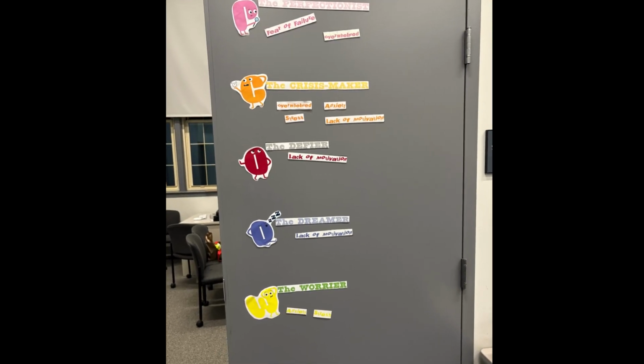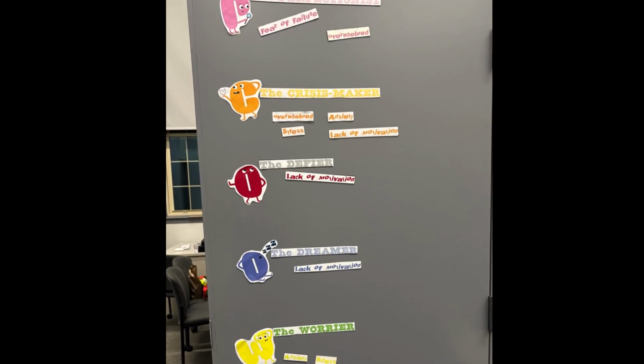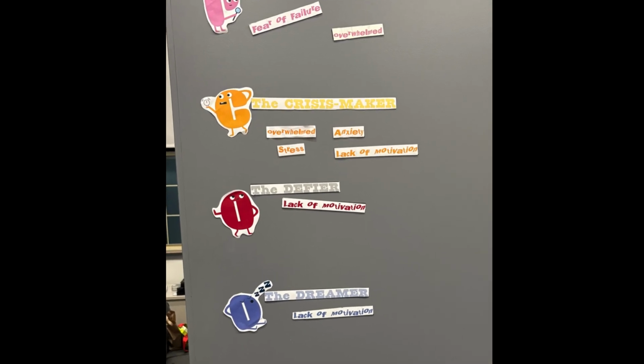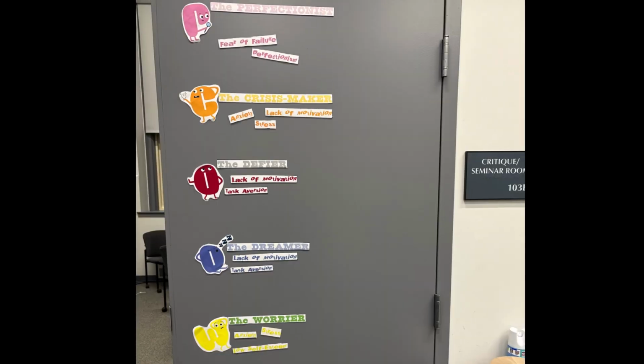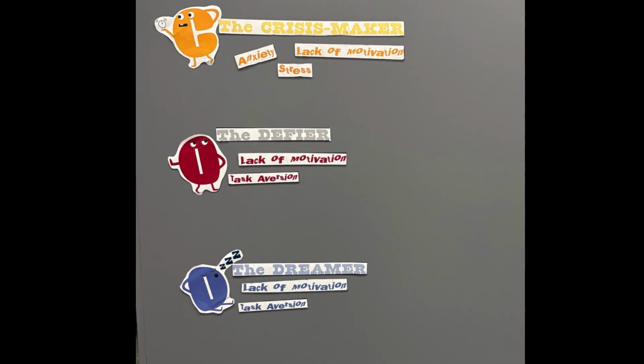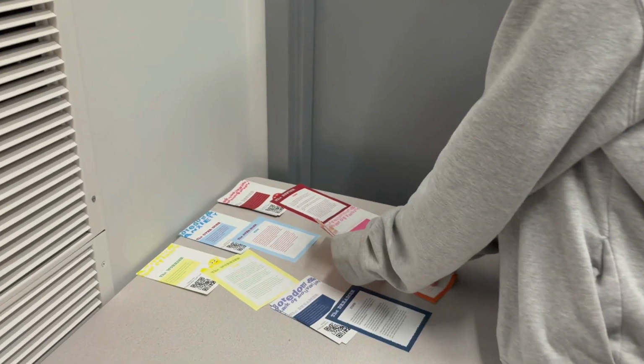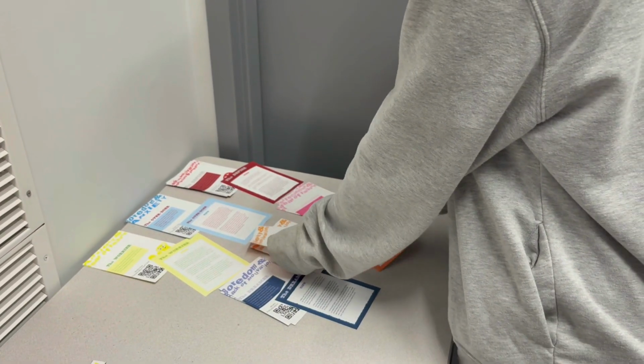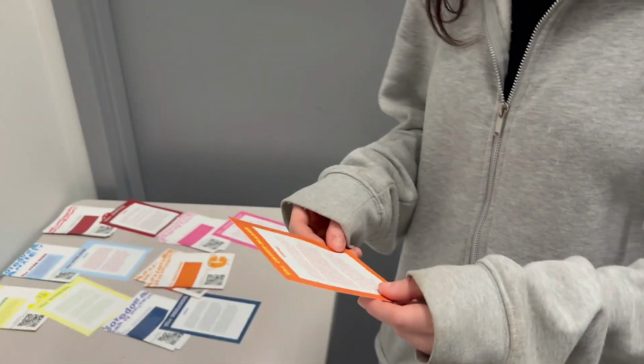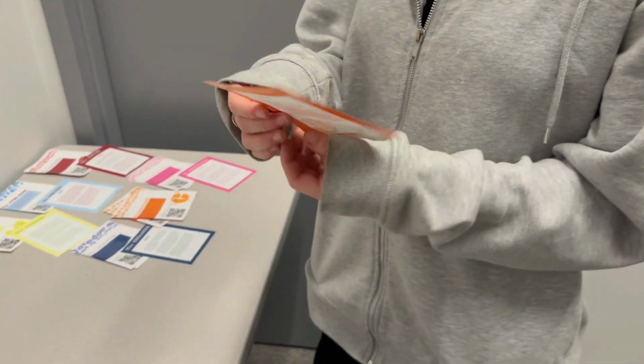Once all of the colorful magnets are placed, the student will be able to recognize their procrastination type by seeing which type has the most words underneath. It can be normal to have more than just one type. The student will then walk back to the table to pick up an info sheet of their own procrastination type and learn more about their habit and what they can do to overcome it.